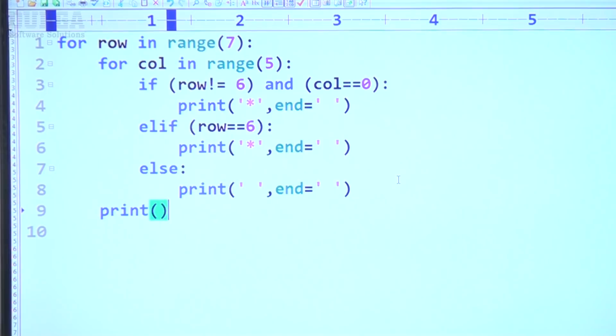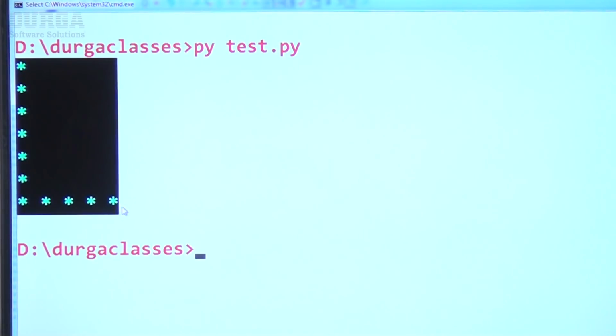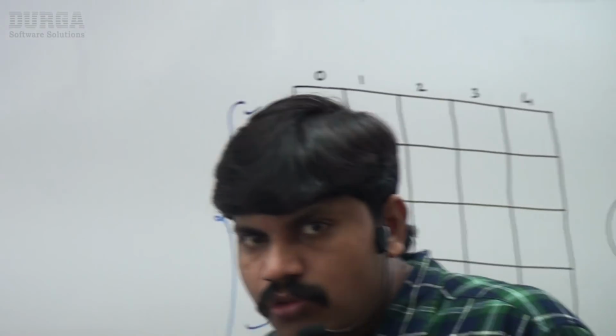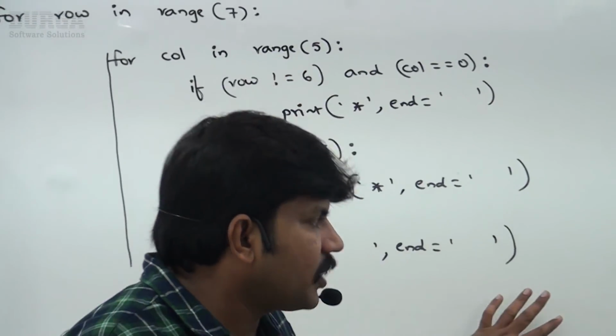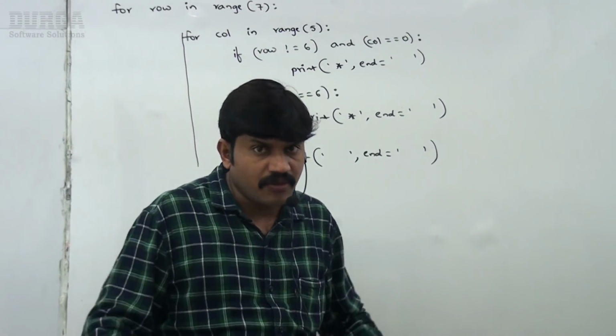Now observe carefully. Let me execute this code: py tester.py. Now you can see the L symbol, right? Any doubt about how to print the L symbol? Is it clear for all of you? Just practice this and you can easily understand it. Okay, any doubt?